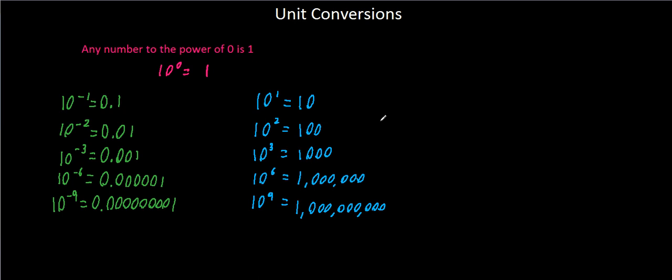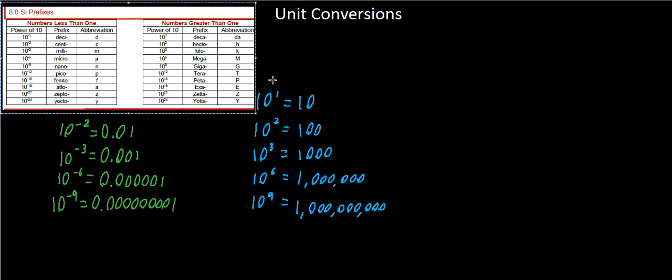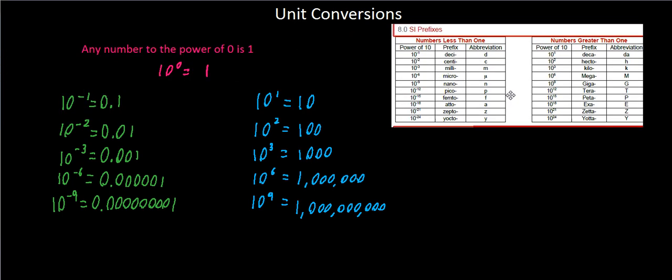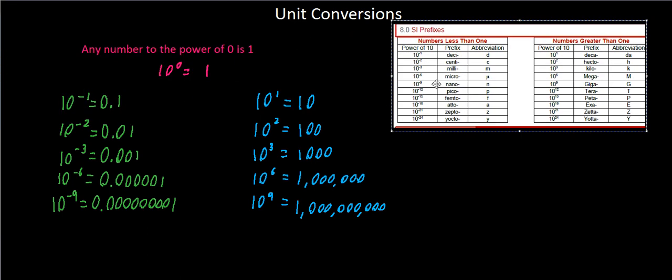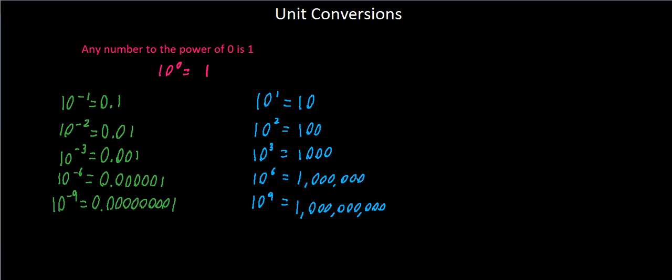And so that's why we have these values. And in fact, if you look in your formula sheet, you actually have this chart that we've made, except it goes a little bit more in detail. It goes all the way to the negative 24th and the positive 24th. And I won't bore you with that. You can explore that on your own. This video is just sort of teaching you how to read that chart and how to use it.